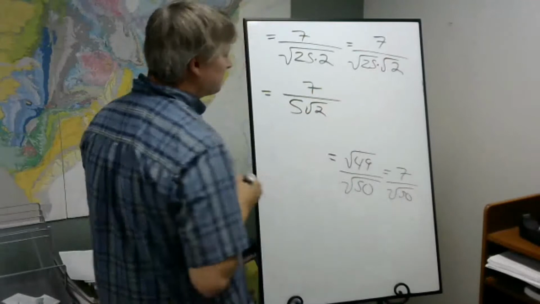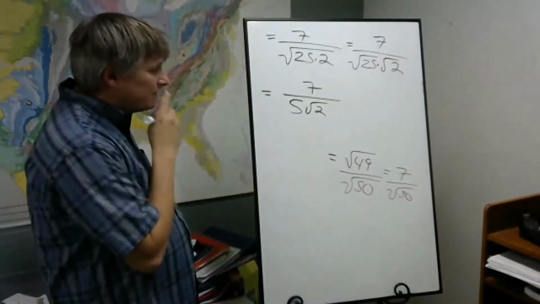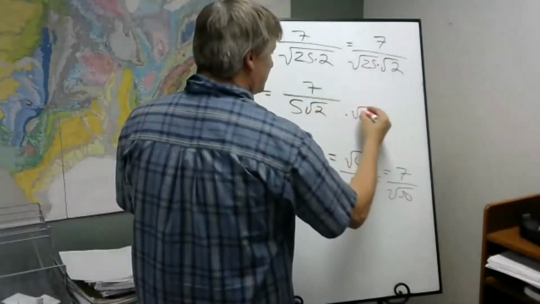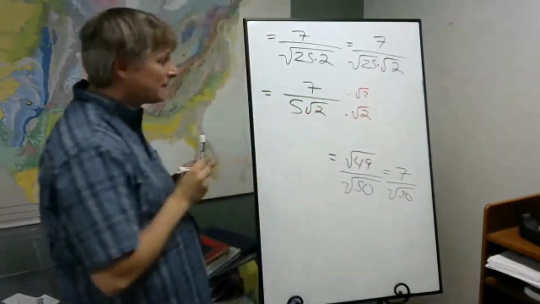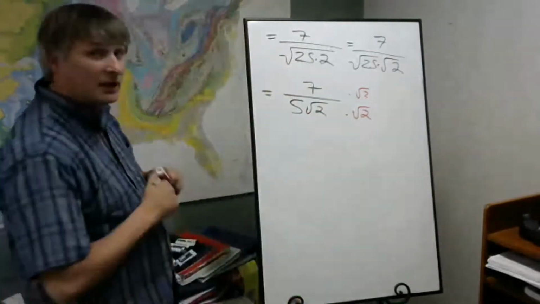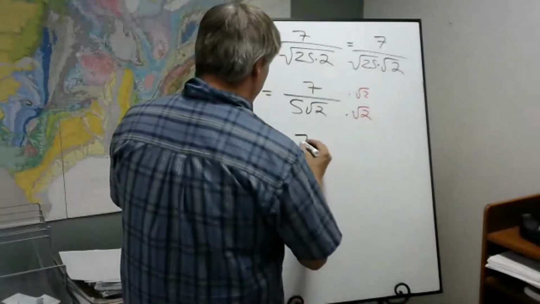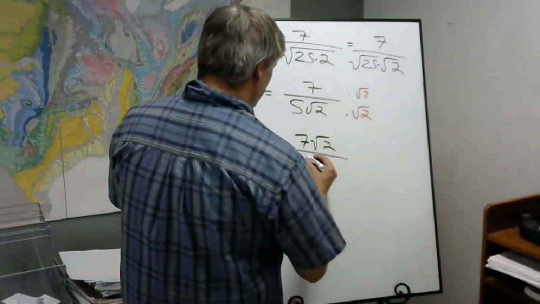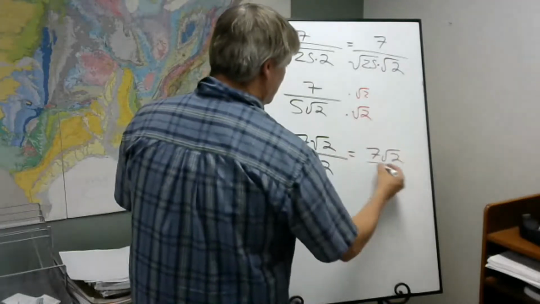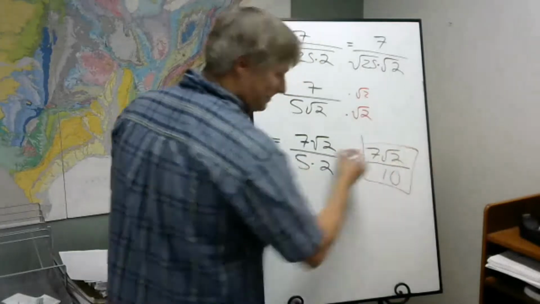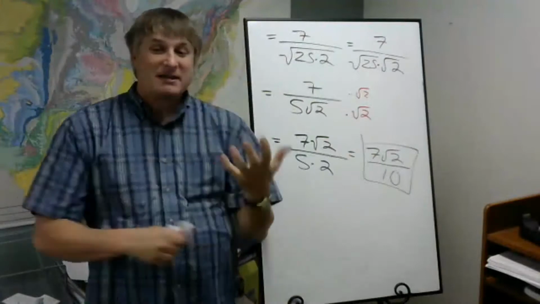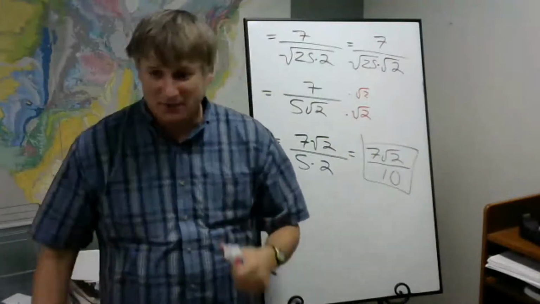5 square root 2. Square root of 25 is 5. We get the square root 2 though. We'll multiply top and bottom by square root 2, rationalizing our denominator. And so we get 7 root 2 over 5 times 2, or 7 root 2 over 10. Right. So you might get something like that. There's definitely one on the pretest.